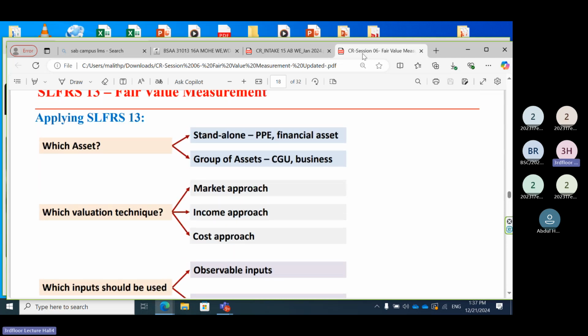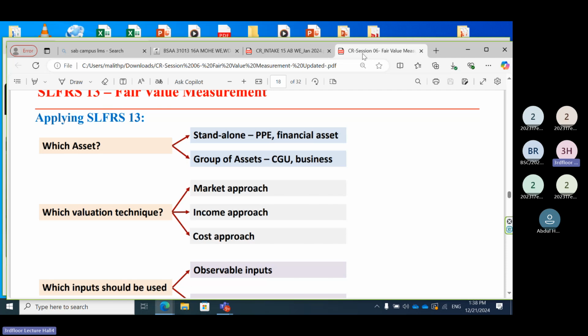Then basically these are the areas. These are the decisions you have to take once you are doing your valuation. First, you need to decide the asset. Is that a specific asset or a combination of assets? Standalone, or a financial asset? Or this is a CGU, cash generating unit. So a CGU, cash generating unit, it's a business. That business is a combination of assets or one asset.